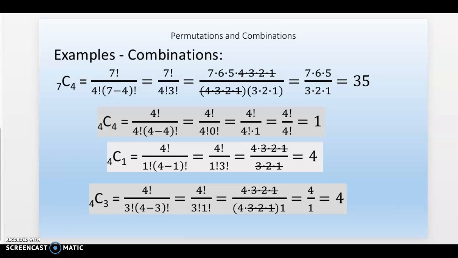These are very similar examples to what I had in the first video. This is from 7, pick 4. The answer was 35. Just put it in your calculator. You can see that 6 times 2 here equals 6, or 3 times 2 is 6, so this is just 7 times 5, 35.